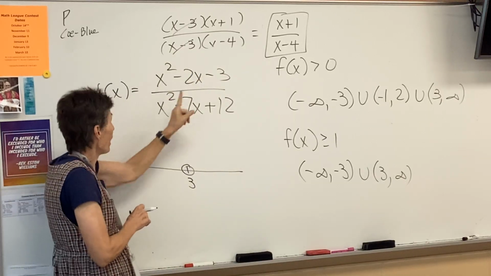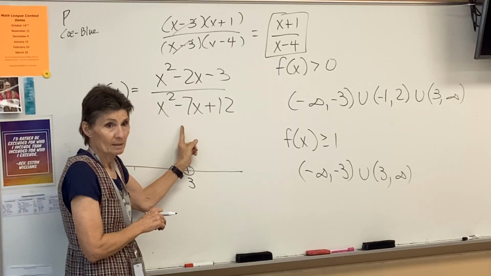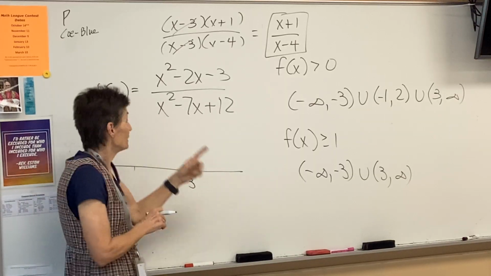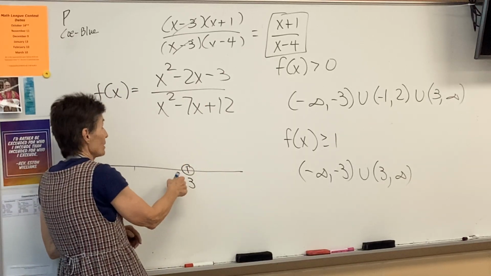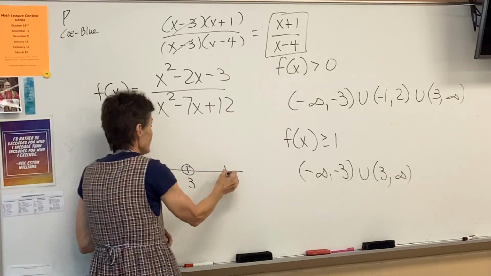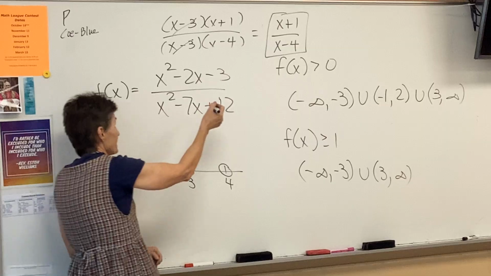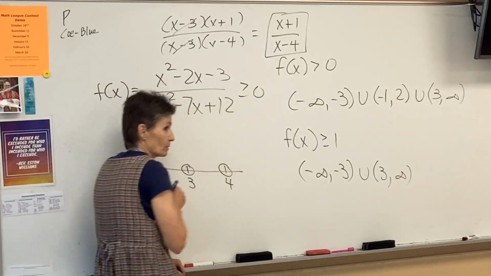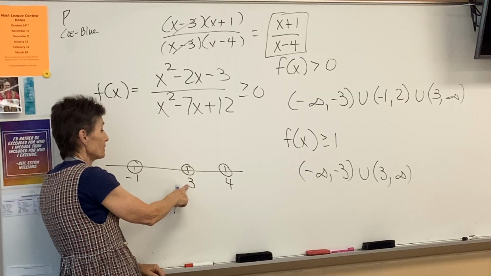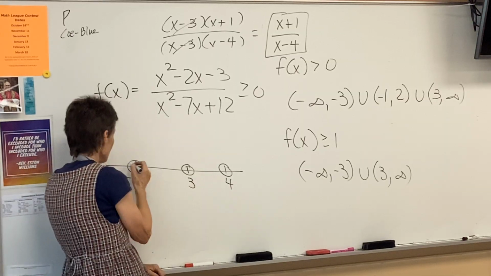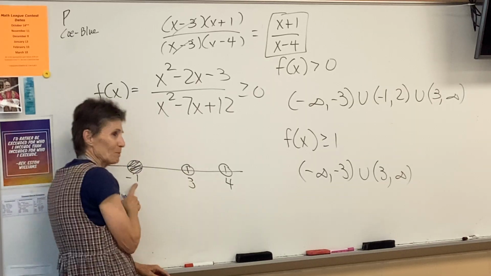Because in the original problem, I couldn't put 3 in. 3 is a cannot be. Not an asymptote cannot be, it's a hole cannot be. So I would have dots at 3, at -1, and at 4. And let's say this is greater than or equal to 0. That dot would not be open, but this one could be open. Or closed, I mean. These would be open, that would be closed.